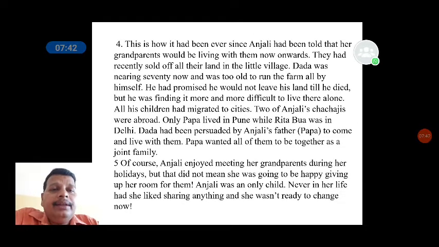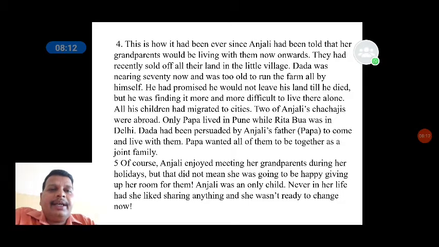This is how it had been ever since Anjali had been told that her grandparents would be living with them from now onwards. They had recently sold off all their land in the little village. They lived in a small village. Now they sold off all their land in that small village. For that they wanted to shift to their house.